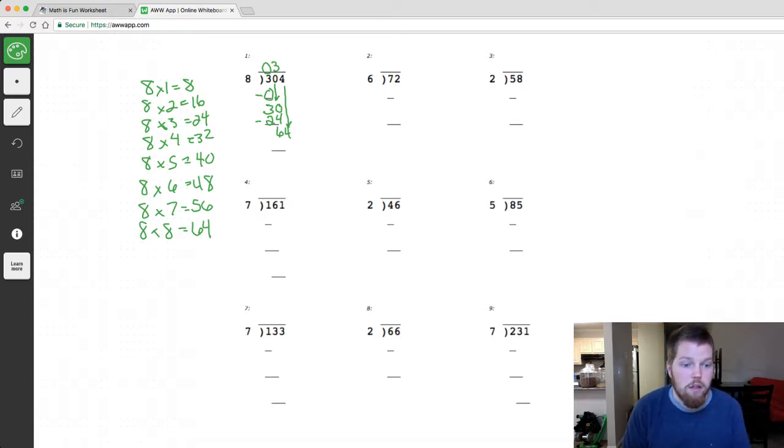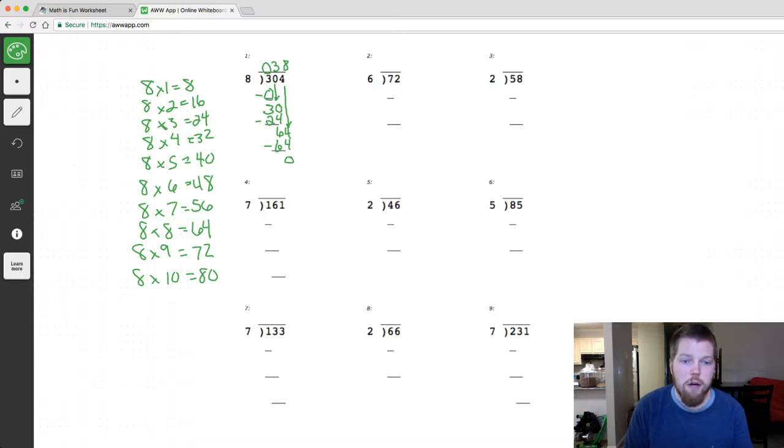So I'll do this all the way to 10, so that way we have it next to us as a reference. Looks like the closest without going over is actually 64. So 8 times 8 is 64, so I put an 8 above this place number right here, above the 4. 8 times 8 is 64. We're going to subtract, and we're going to be left with 0. And once we're left with 0, we're done. There's no remainder.